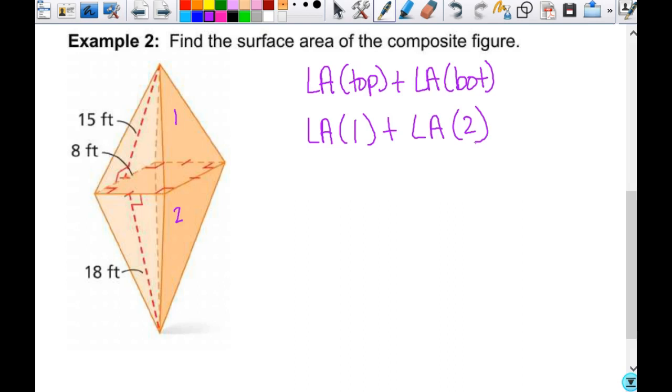Now, somebody give me a different one, even if it's not the one you would have used. Tell me a different plan. You can still use one and two or whatever. Aiden. Okay, so surface area of the top plus the surface area of the bottom, and then subtract one of the bases. Okay, y'all agree with that? Two of the bases, okay?